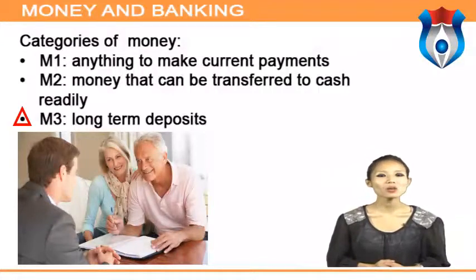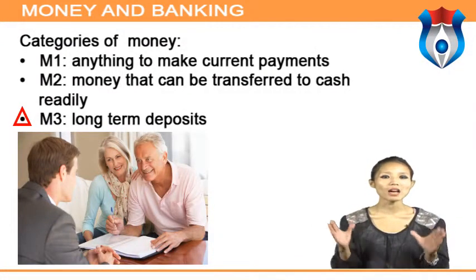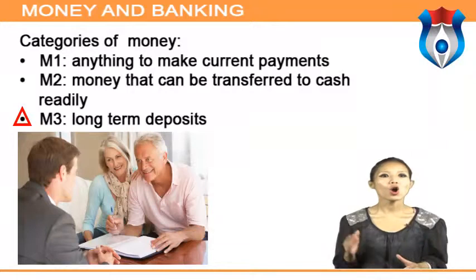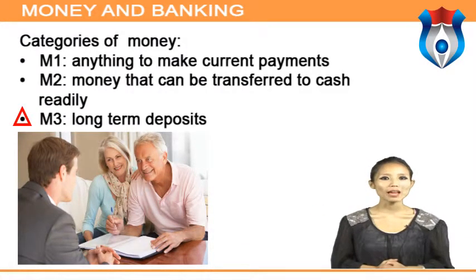By adding these three categories together, we arrive at a country's money supply, or the total amount of money within an economy. How money is created.